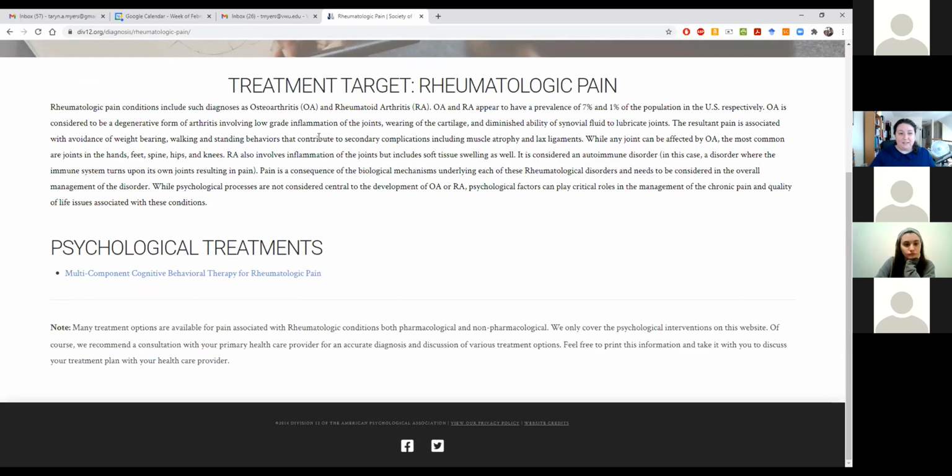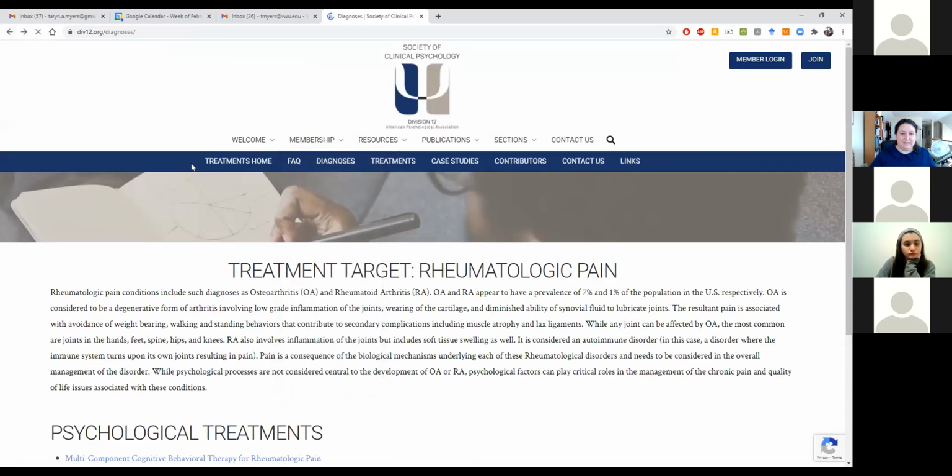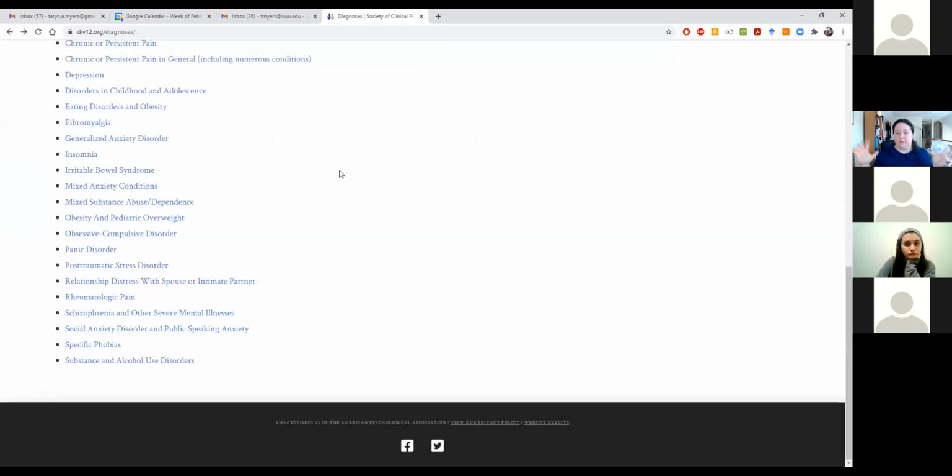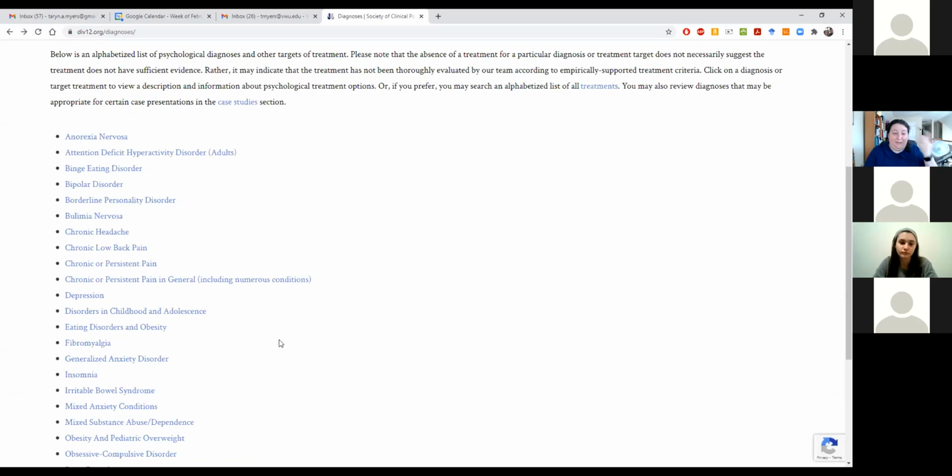So I really like this site because of that reason, that it just puts it out there and says, this is what has research support, right? It's not biased and it's honest. It tells you, okay, these worked, but they need to be reevaluated, right? Headache, back pain, things along those lines.